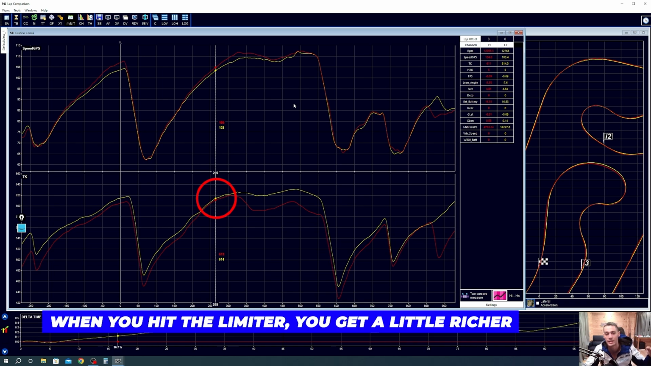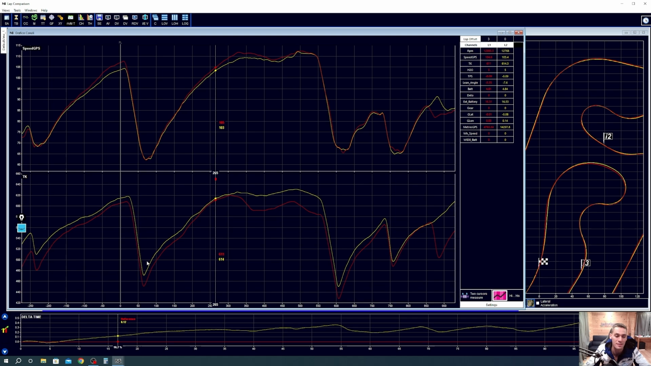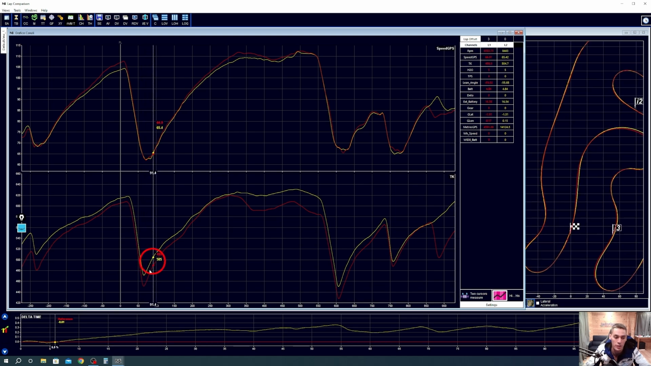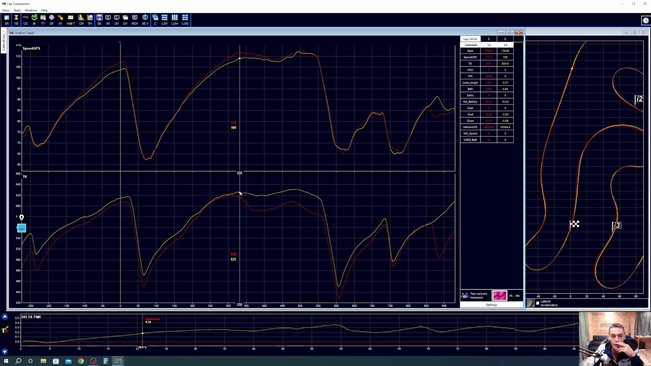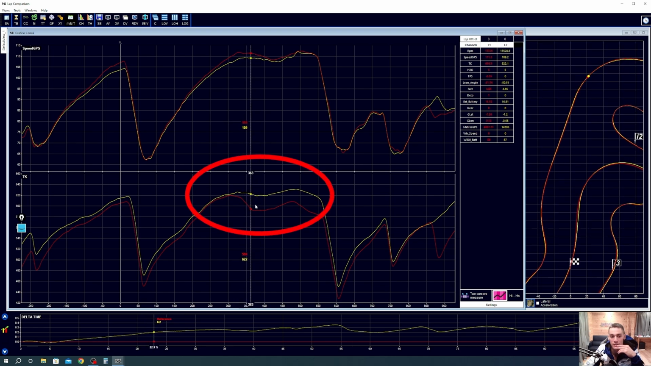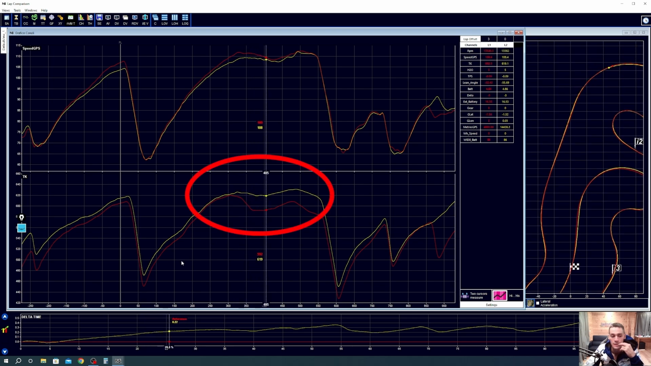It's not getting any leaner, because typically you can see that the longer you're full throttle, the longer the exhaust temperature goes up, so the leaner it gets. But at some point, when you hit the limiter, bam, it actually goes lower. So you can understand that it's very important to keep that in mind when tuning the carburation.